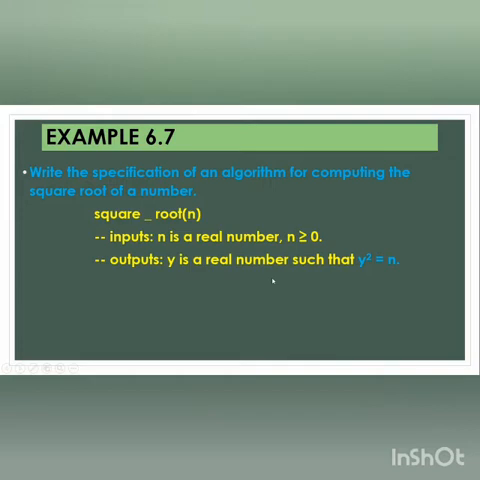So, the specification of an algorithm is based on 3 steps. First step, we have to give the name of the algorithm and we have to mention the input variable. The second step is we have to mention the property of the input, and the third step is we have to mention the property of the desired output, and also we have to specify the relation between the input and output. So, this is how we have to write the specification of an algorithm.